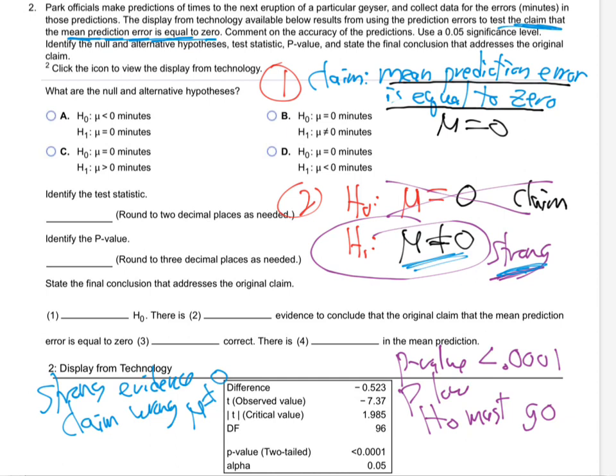What are the steps again? I write the claim out. Then I write the H0, which is always the equals, and the H1, and then I write which one the claim is next to. And then I go to the p-value. If it's low, I cross off the H0, I circle which one of these I'm keeping. And then I write strong or weak evidence. Always weak for H0, always strong for H1. And then I'm able to conclude what happened. So strong evidence that the claim is wrong. Mu does not equal 0. The claim is crossed off.